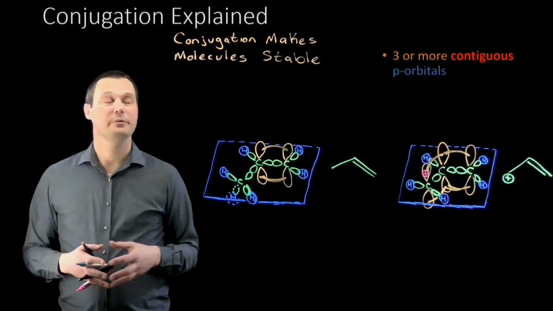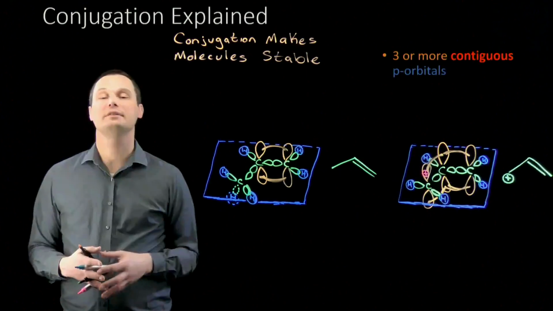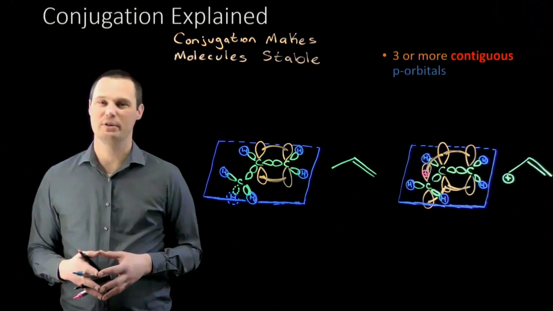The key concept to remember from this video: conjugation is when we have 3 or more contiguous p orbitals, and conjugation makes molecules more stable.